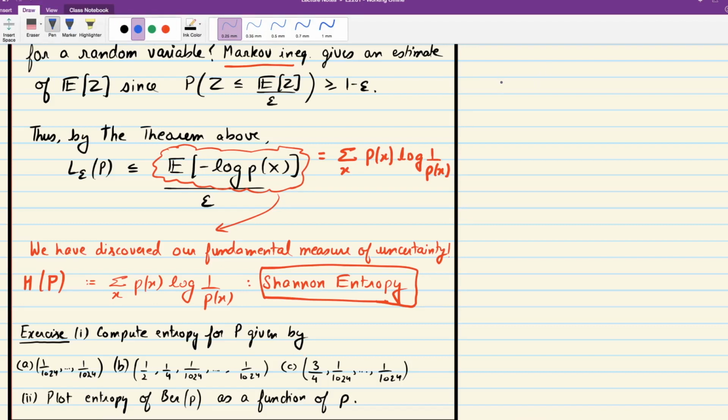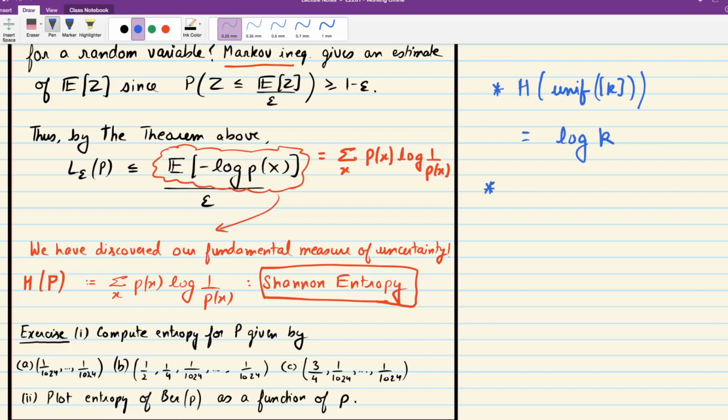One thing which we'll see later is that H(P), for P which is uniform on any set, let's say a set of cardinality K, so this is the set 1 to K, is just log of K. You can show that. So this is log of 1024, which is 10. So this entropy is 10.